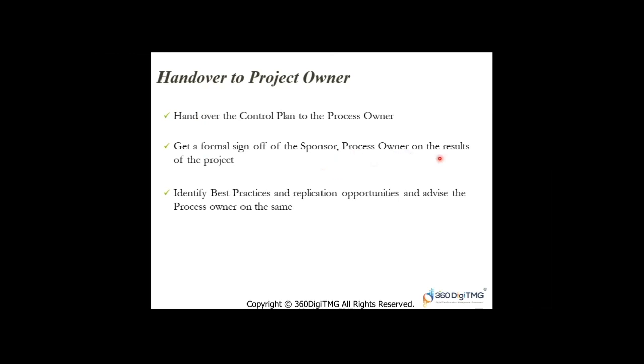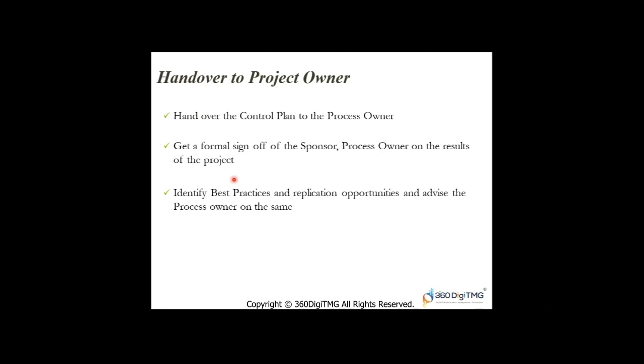And the process owner, you need to get a sign off from him or her also, on the results of the project. He also has to say, yeah, I understand you have implemented the Six Sigma project, and I agree with the results. Right.